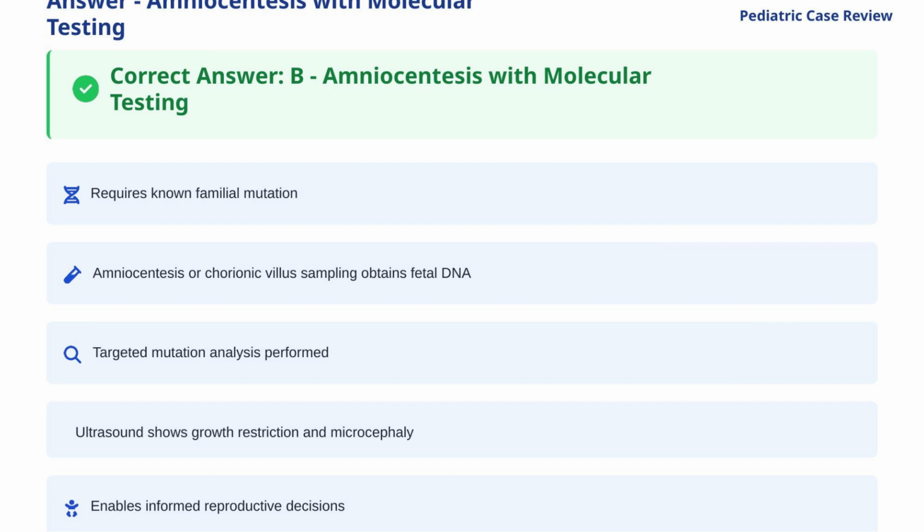Amniocentesis with molecular genetic testing can confirm Seckel syndrome prenatally if the familial mutation is known. Either amniocentesis or chorionic villus sampling obtains fetal DNA for targeted mutation analysis. Prenatal ultrasound findings suggestive of Seckel syndrome include severe symmetrical growth restriction and microcephaly evident from early gestation. Prenatal diagnosis enables couples to make informed decisions and prepare for specialized neonatal care.